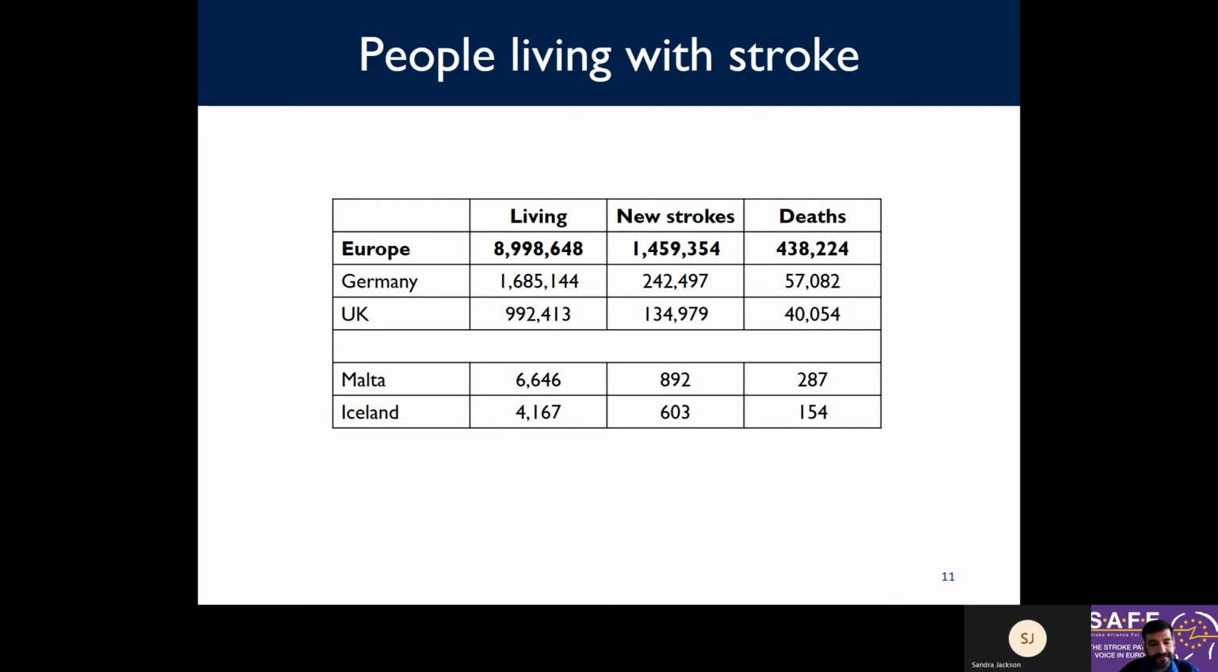Of course, countries with the highest populations will have the highest number of people living with stroke, and those like Malta or Iceland will have the lowest levels of people living with stroke. We also estimated that there were around 1.5 million new strokes every year, and that around 400,000 Europeans die every year with the primary cause of death being stroke.